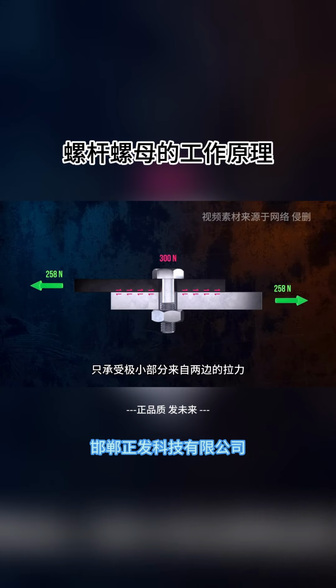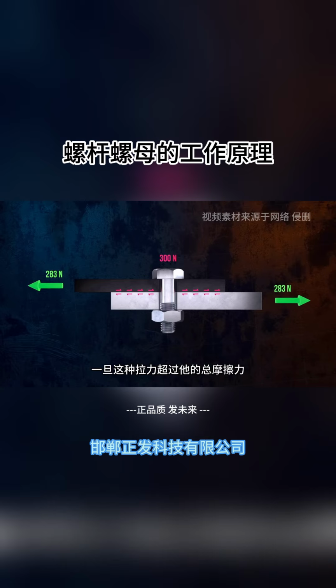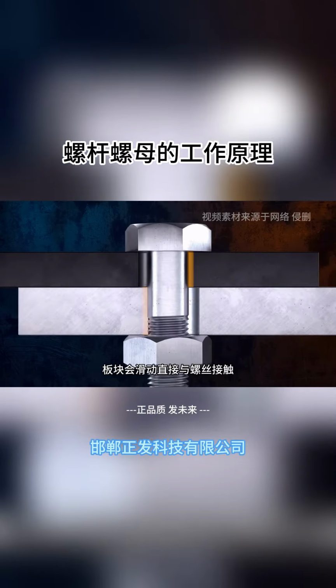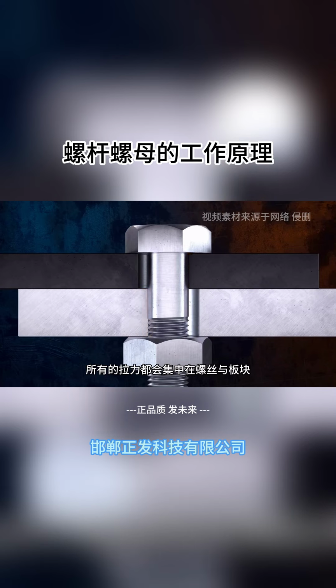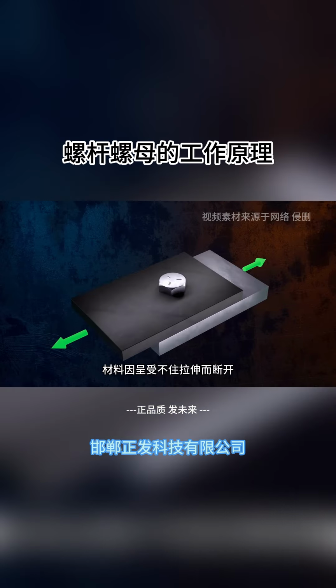Before Larry could reach the friction total of 300, the middle screw only takes a very small amount of Larry from both sides. Keep adding Larry. Once this Larry exceeds its total modulus, the plate will slide and directly contact the screws. This is where all Larry will focus on the contact point between the screw and the plate. Something serious will happen below.